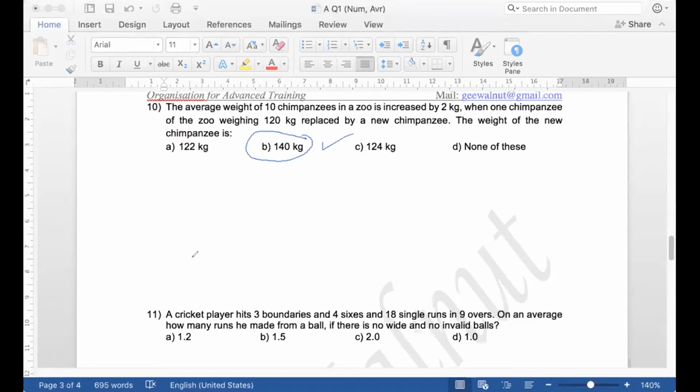Got it? Now question number 11. A cricket player hits 3 boundaries and 4 sixes. So, you know what a boundary is. So 3 boundaries and 4 sixes and 18 single runs in 9 overs. On an average, how many runs did he make from a ball if there is no wide and no invalid balls?